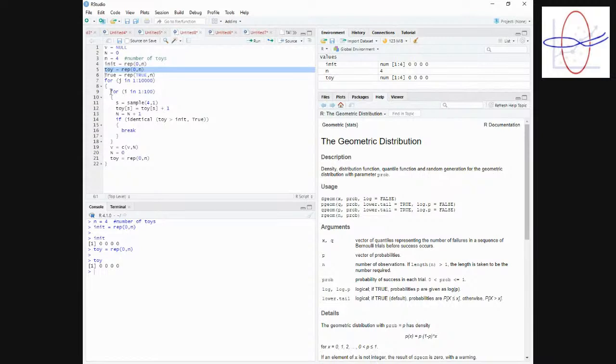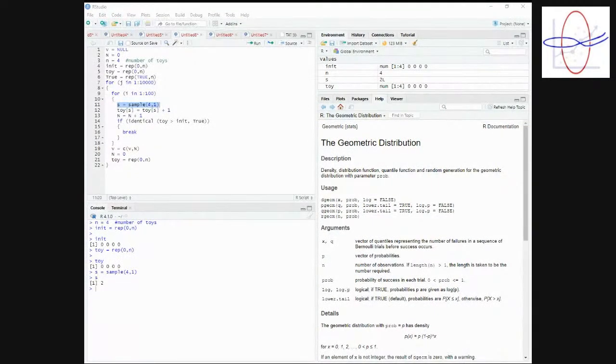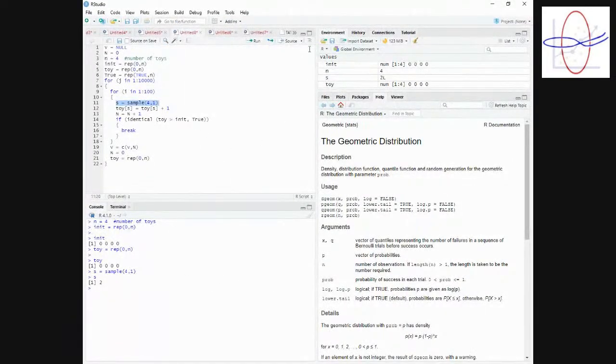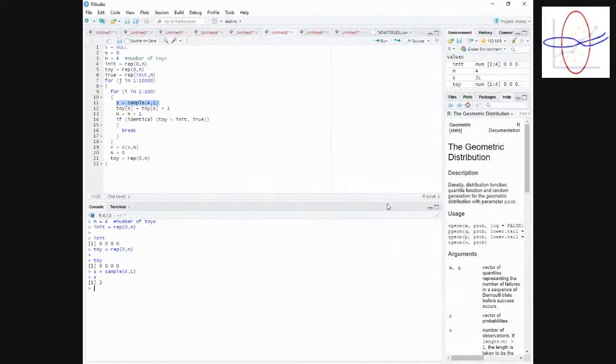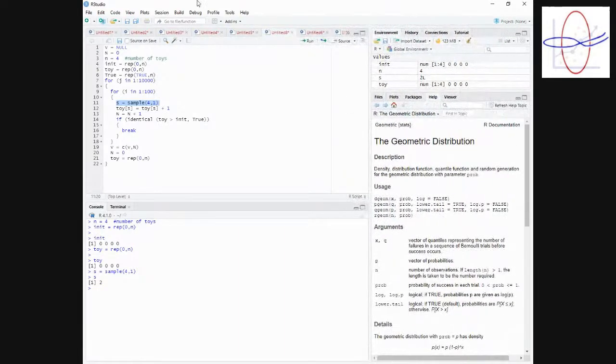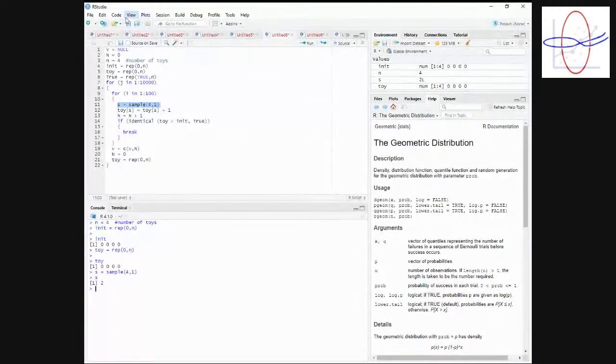For i in 1 to 100, we take a sample of 4 comma 1. What is the sample of 4 comma 1? Out of 1 2 3 4, we are taking a sample of 1. It's like a discrete uniform on 1, 2, 3, 4. That is exactly what we are doing. Let me zoom in a bit.